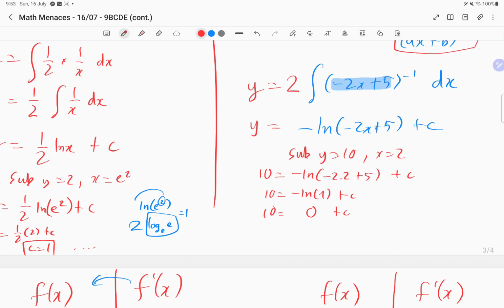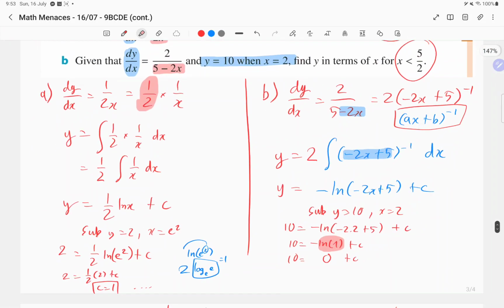Log base anything of 1 is 0, because the only way for you to get 1, the power must be 0. Remember, the answer to a log is always a power. And e raised to what power equals 1? The answer is 0. There's only 1 power. Okay? Any last question for this one? No, it's pretty complex familiar, right? Yeah, somewhat. Okay.